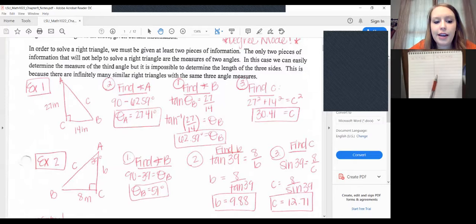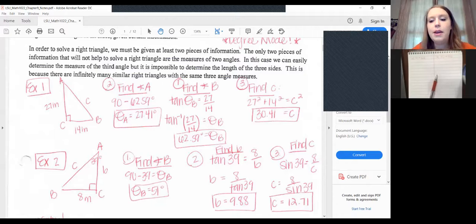I know they're out of order because I wrote it wrong, but first you have to find angle B. You have to use tangent because you know the two side lengths. So in your calculator, you use inverse tangent, plugging in 27/14. That's opposite over adjacent. And it'll give you angle B. It says round to 2 decimal places, so 62.59.